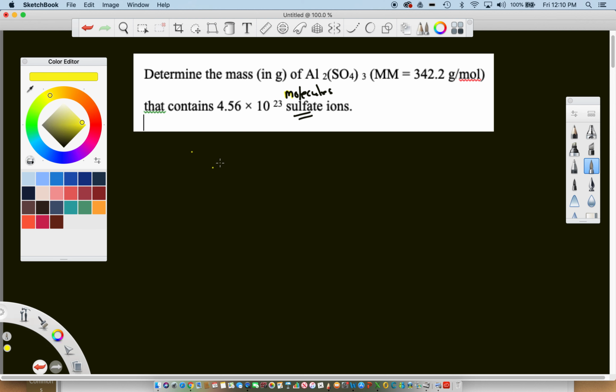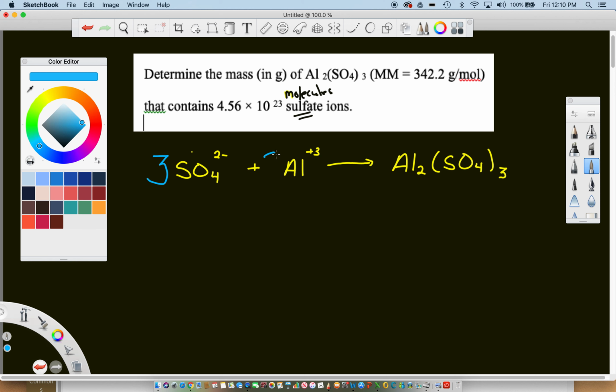Okay. So we know we have sulfate ions. And sulfate has to combine with aluminum to make our aluminum sulfate. And according to this, it's going to take 3 sulfates, 2 aluminums to accomplish this. So I'm thinking of 2 ways to work it, and they're both absolutely correct.